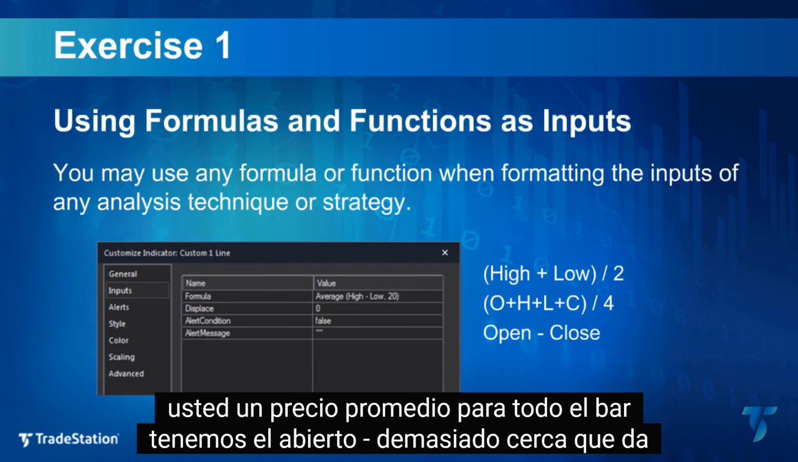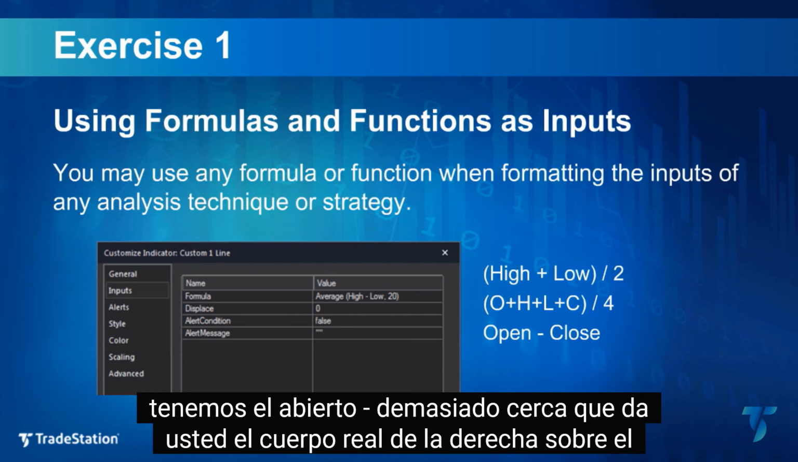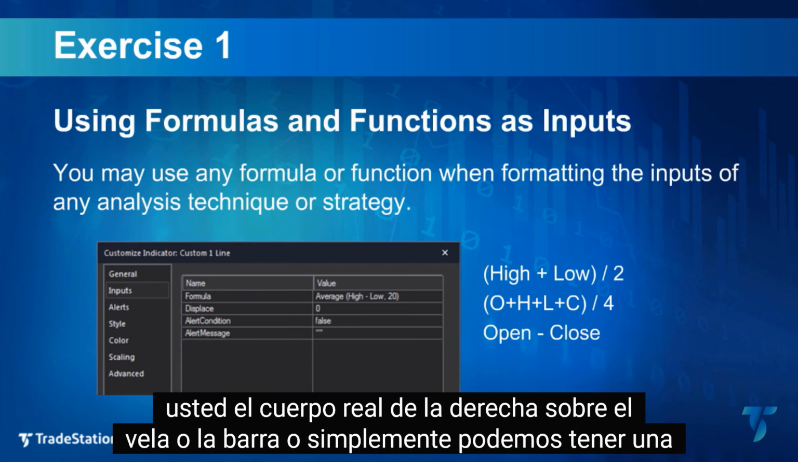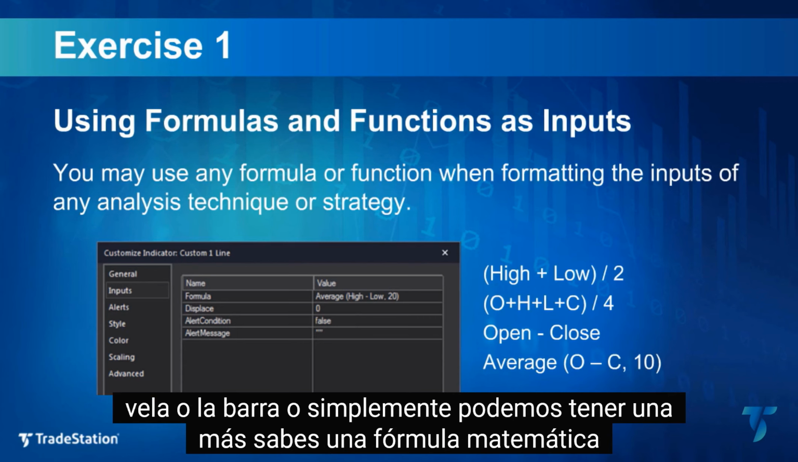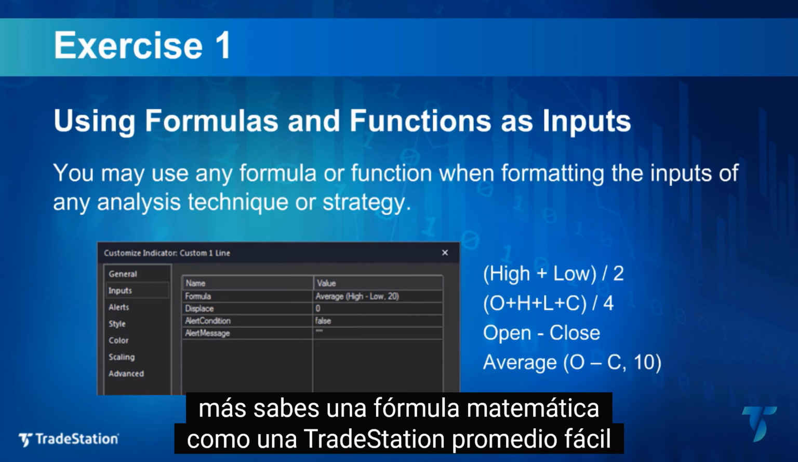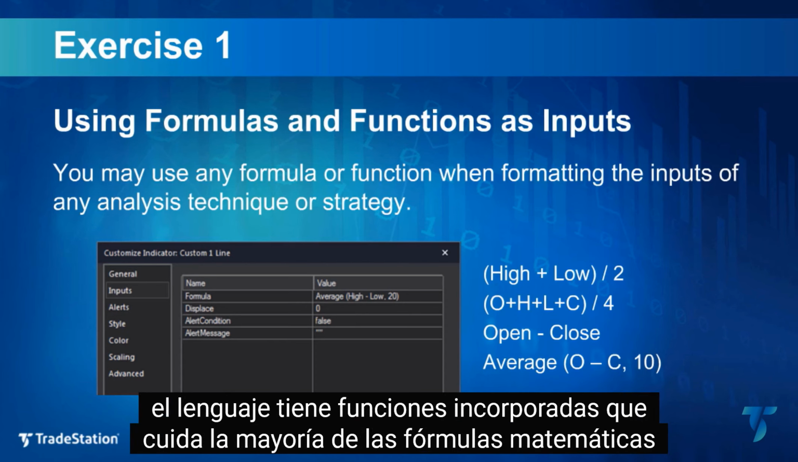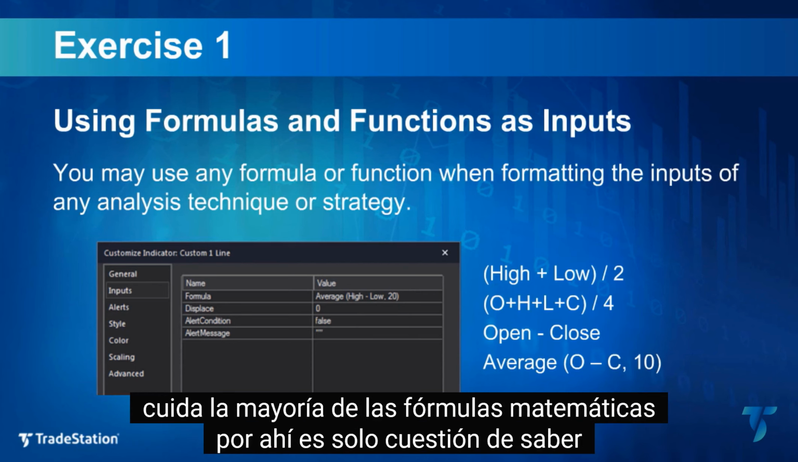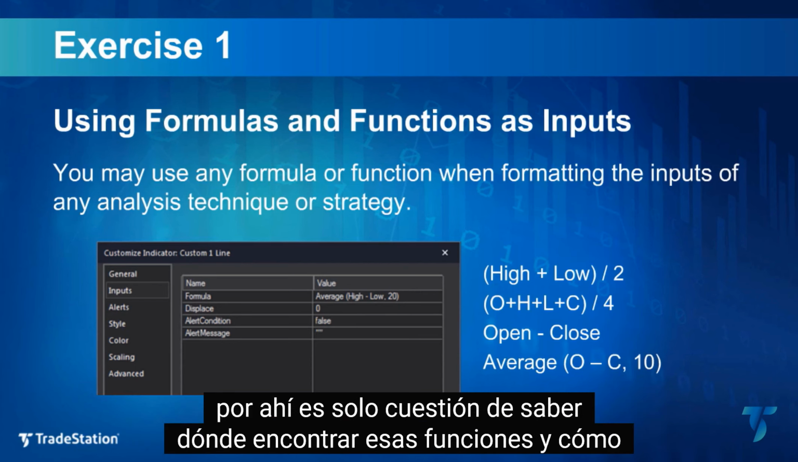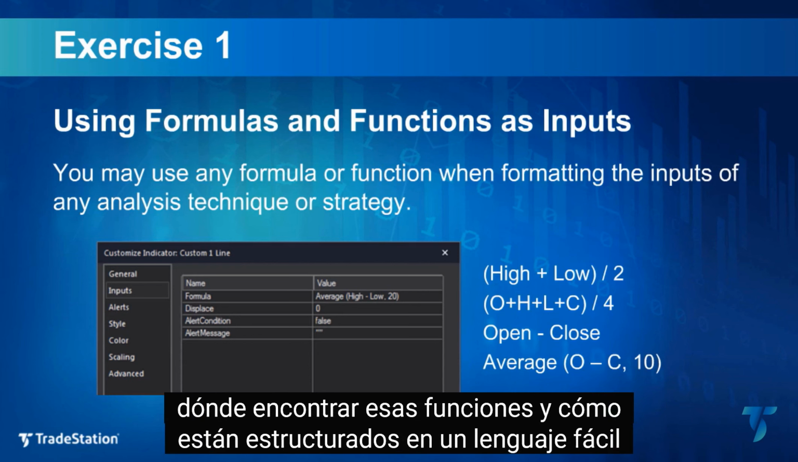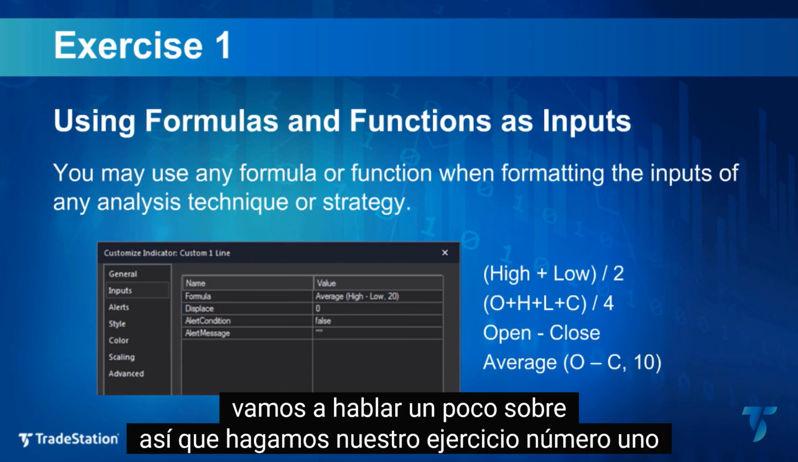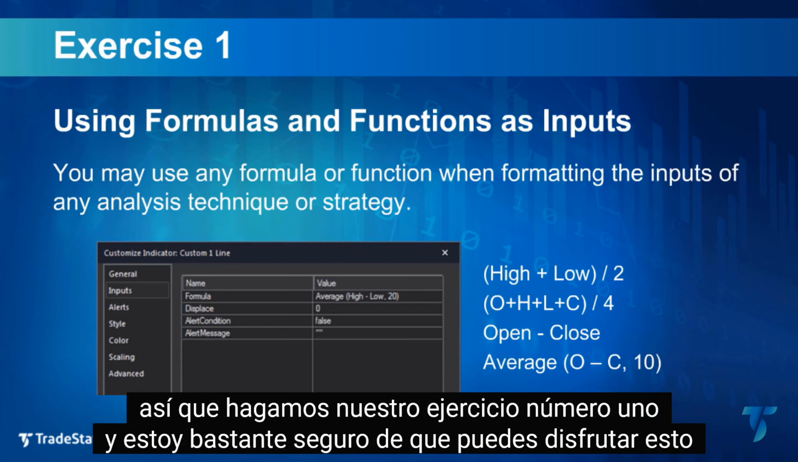We have the open minus the close, which gives you the real body of the candle or the bar. Or we can just have a more mathematical formula like an average. TradeStation EasyLanguage has built-in functions that take care of most mathematical formulas out there. It's just a matter of knowing where to find those functions and how they're structured in EasyLanguage. We're going to talk a little bit about that. So let's do our exercise number 1, and I'm pretty sure you're going to enjoy this.